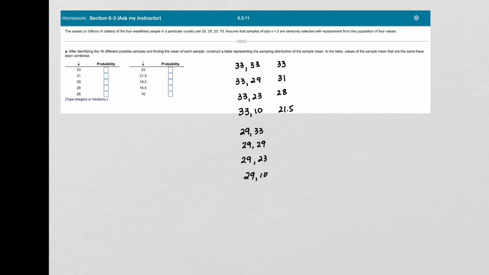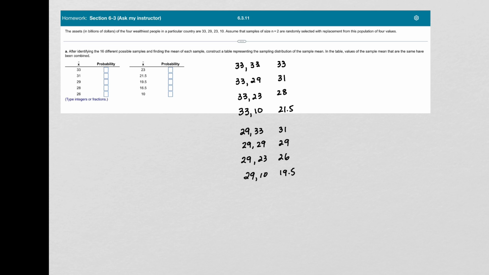So if I look at 29 and 33, again, this sample mean is 31. 29 and 29 is going to give me 29. 29 and 23 gives me 26. And 29 and 10, that's going to be 19.5.